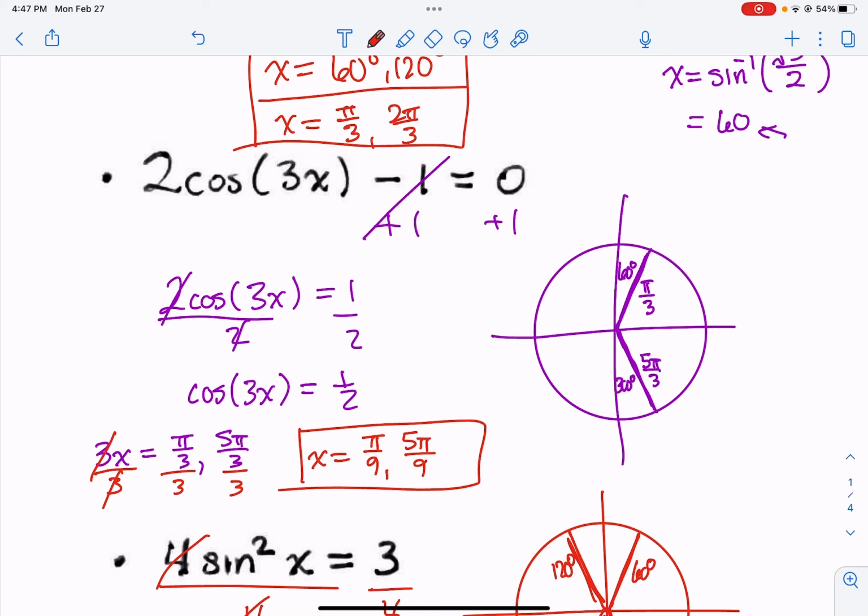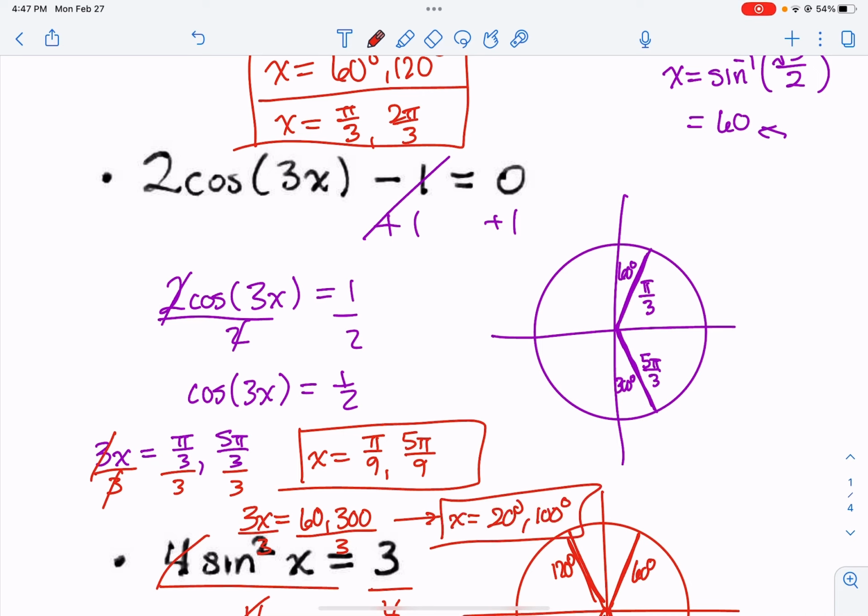After dividing by 3. And if you did this in degrees, right, it would look very similar. 3x equals 60 and 300. Right, so if you divide both sides by 3, you end up with x equals 20 degrees and 100 degrees. So it can be done in radians or degrees.